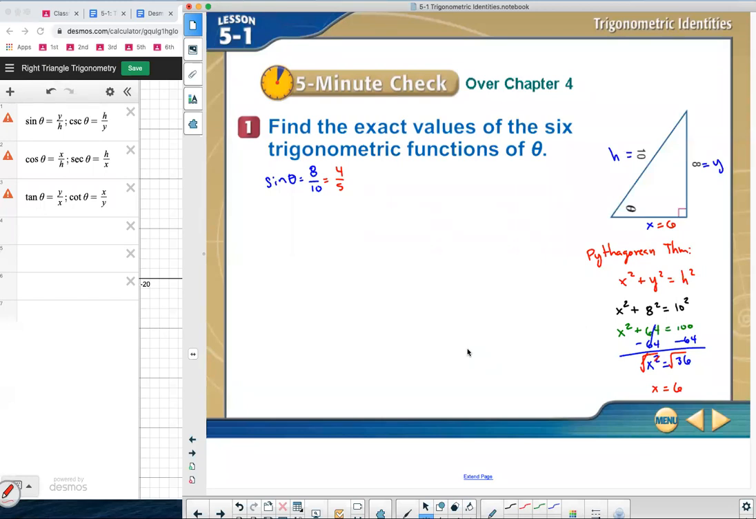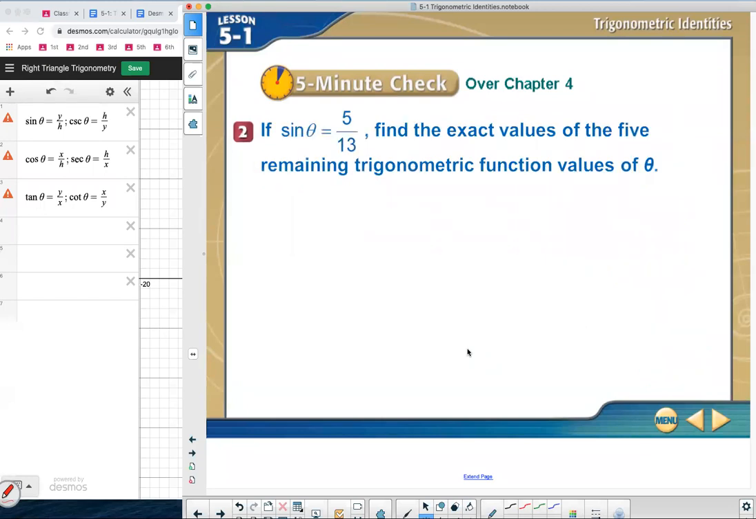All right. Example 2. If sine theta is 5/13, find the exact values of the 5 remaining trig functions of theta. All right, so they've given us one, and we have to find the other 5 this time. I'm going to give us a little triangle to help us out, but before I do so, I'll recommend that we rewrite sine as being y over h. So y over h is 5 divided by 13.